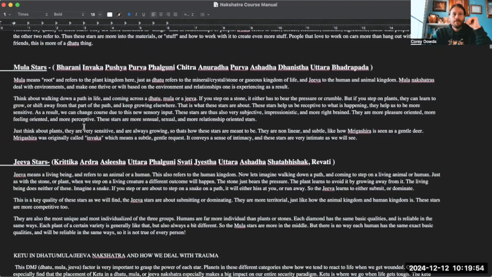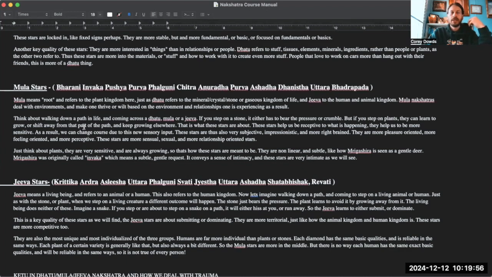Now the Mula stars. Mula means root and refers to the plant kingdom. So just as Dhatu refers to the mineral, crystal, stone, or gaseous kingdom of life, and the Jiva refers to the human and animal kingdom, the Mula stars are about environments. That's a really key point. And they make one thrive or wilt based on your environment and the relationships you're experiencing as a result. So if you have Rahu in a Mula star, you need to focus more on your environment and move more and change more until you get into the right environment.